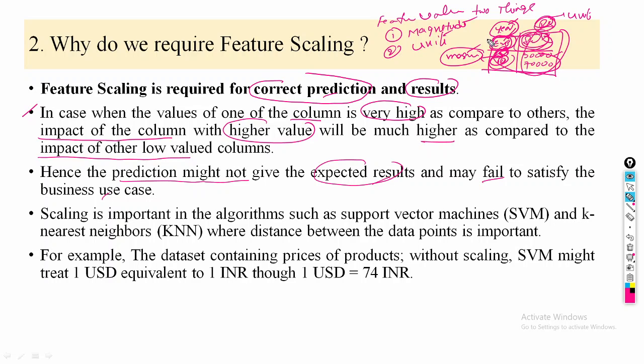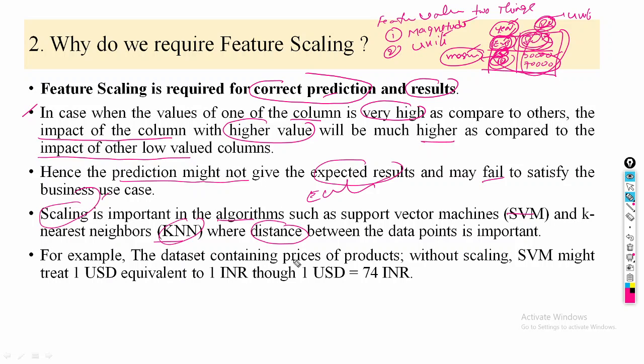That's why, according to the model, we have to apply scaling. Scaling is important in algorithms such as support vector machines and k-nearest neighbors. These are machine learning algorithms that use distance. We have to apply the Euclidean distance to find the distance between the data points. This is important in this kind of algorithm, so in KNN and SVM machine learning models, scaling is very important.